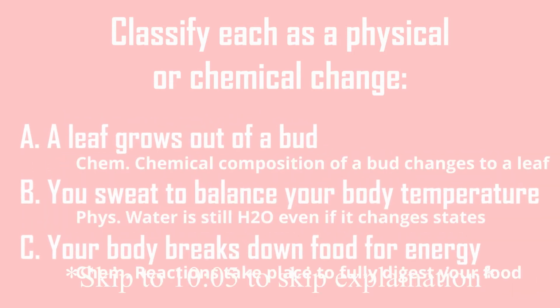For part A, a leaf grows out of a bud. Well, that one is chemical, because you start with a bud and you end up with a leaf. You end up with a completely different substance, so it can't be a physical change, it will be a chemical change.